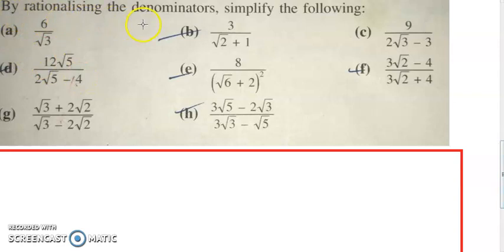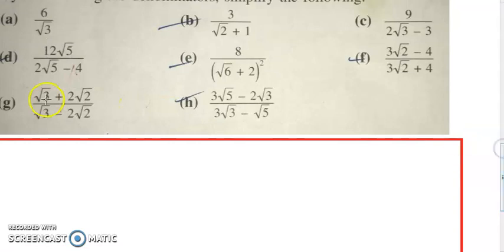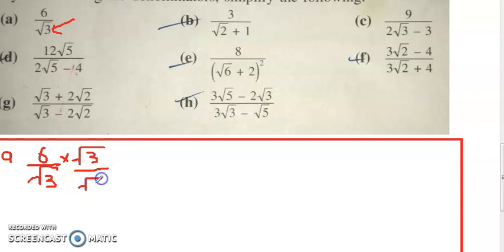By rationalizing the denominator, simplify the following. So basically in surds you are not allowed to leave any value in the denominator which has an under root. So this under root should not be present. So what we will do is, part A, 6 upon under root 3. Now we want to get rid of the under root, therefore we'll multiply the entire thing with under root 3. As I'm doing the question, you'll understand more later on. Because whatever I multiply with the top number, I have to multiply with the bottom.